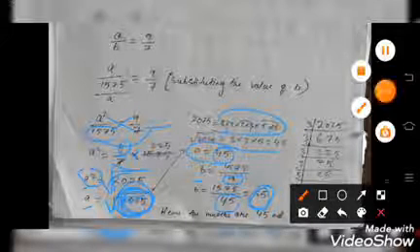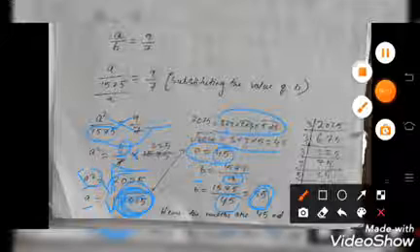So B equals, you replace the value of A here, A equals 45, so B equals 1575 divided by 45, which is 35. So the two numbers are 45 and 35. I hope you understand. So this is the answer, and this is the end of the class. Thank you.